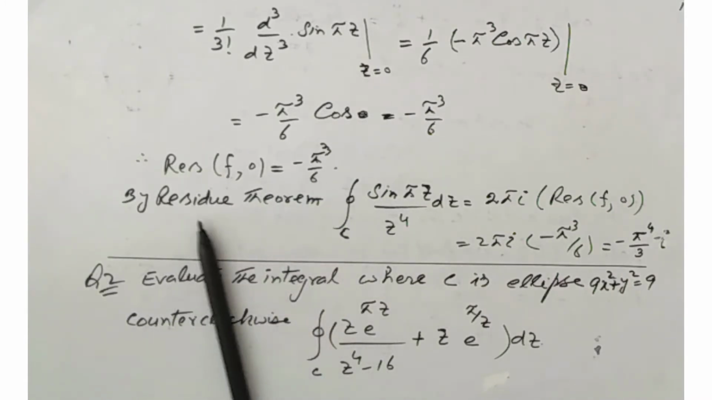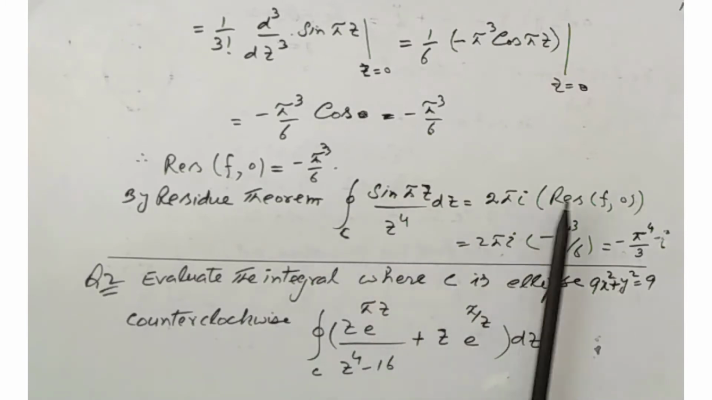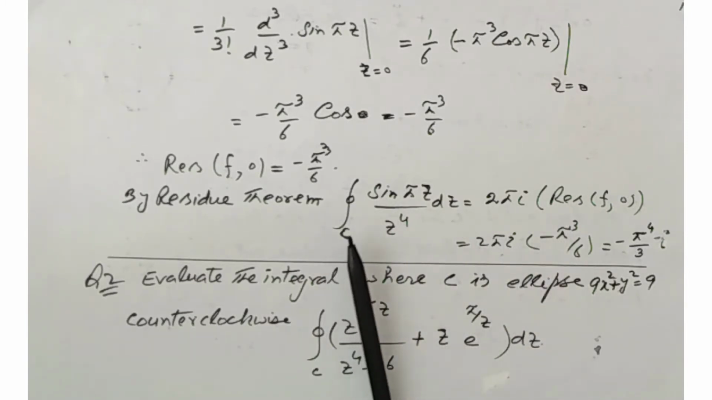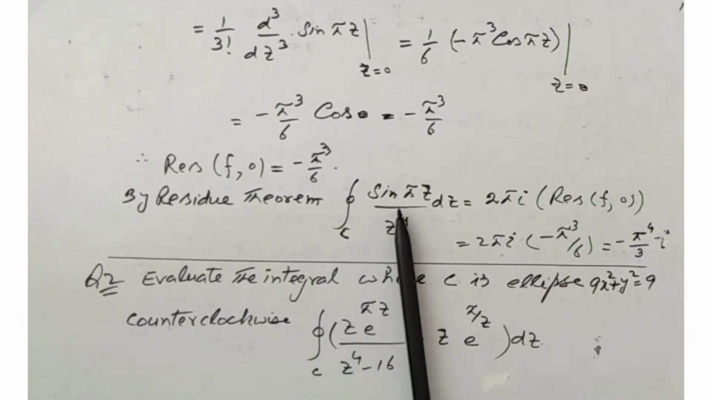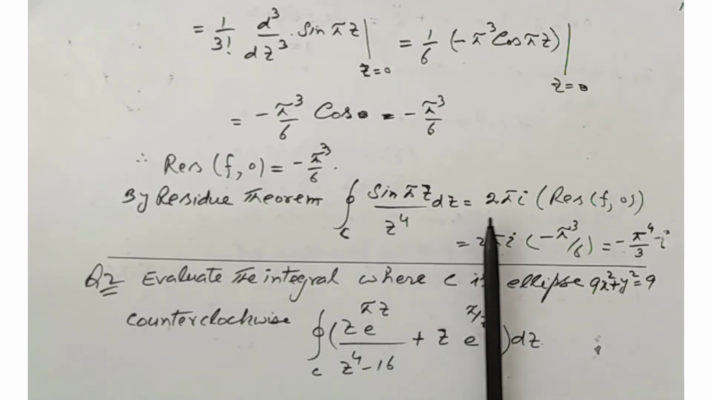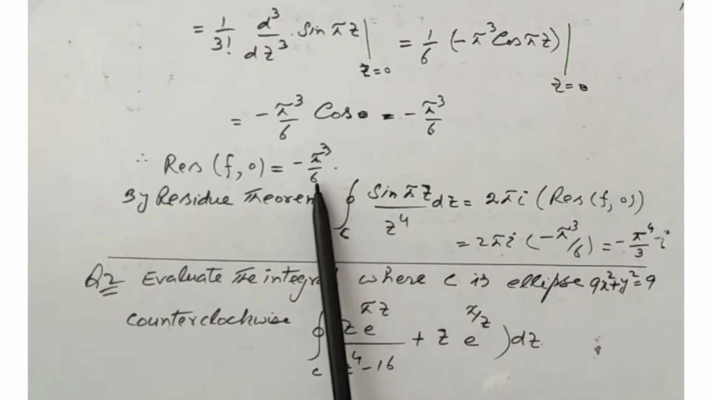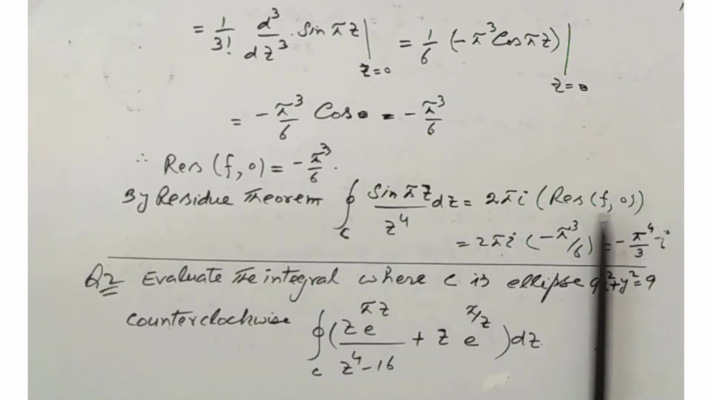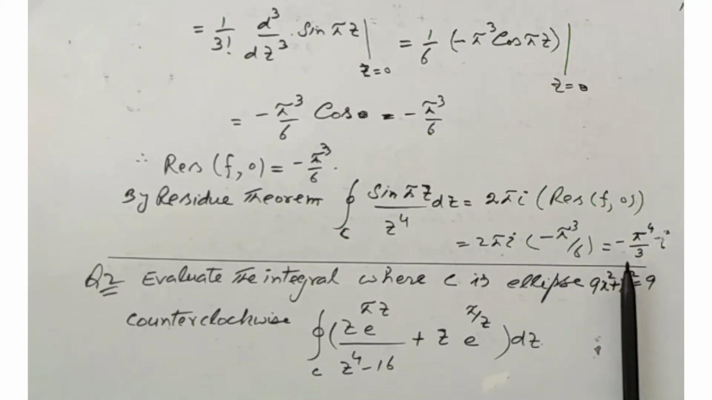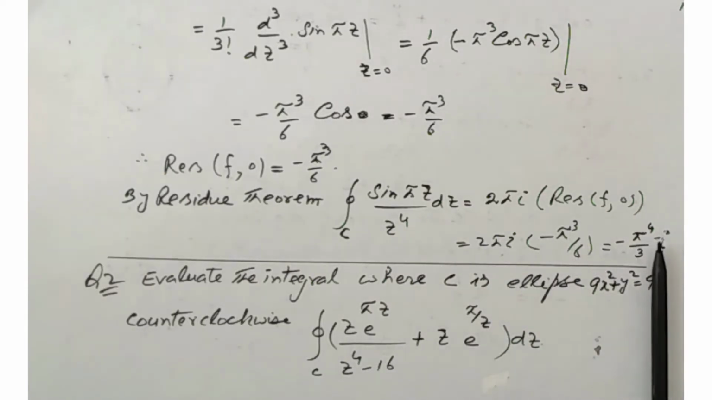Now we apply the residue theorem. This is the residue theorem. The integral over the contour c of sin pi z over z^4 dz equals 2 pi i times the residue of the function at 0, and this is minus pi cube by 6. Here we put minus pi cube over 6, and after simplification this becomes minus pi^4 over 3 times i. This is the value of the integral.